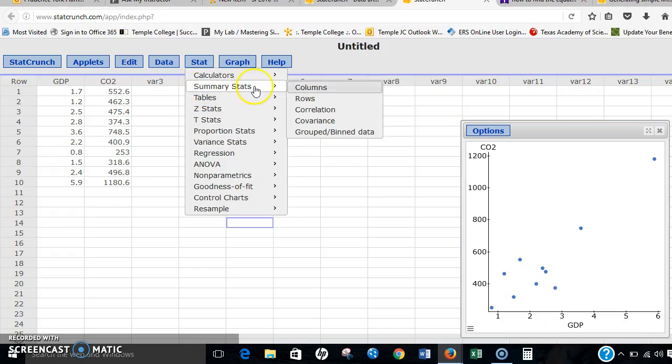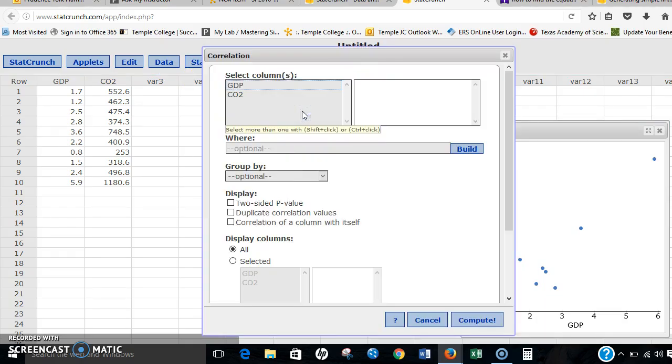So in order to find that value of R, the correlation coefficient, we go to Stat, Summary Stats, and Correlation. Now you need to select both columns, the GDP, and then I'm going to hold my Control key down while I click CO2 so that you see that both of those columns have been selected. And that's all we have to do.